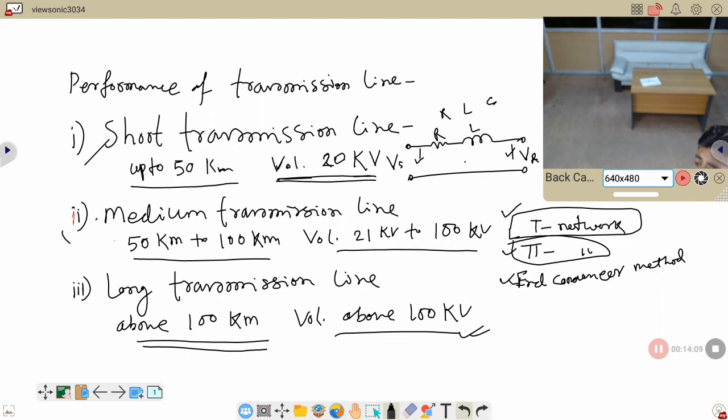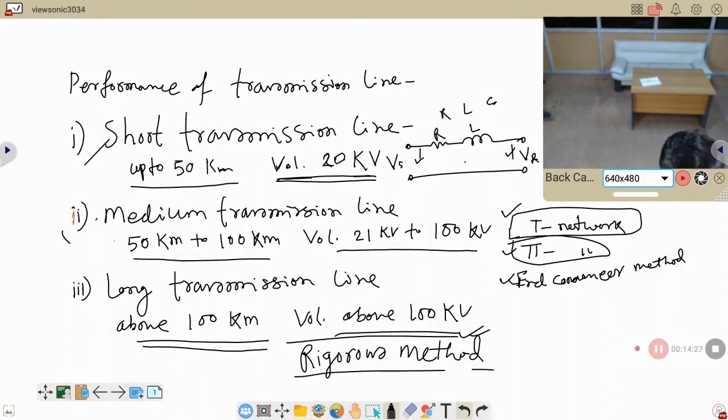By means of this, we can analyze the efficiency. What is this? Rigorous method. This is the most practical method to calculate the transmission line. Okay. Most practical method. So here I will ask one question to you.